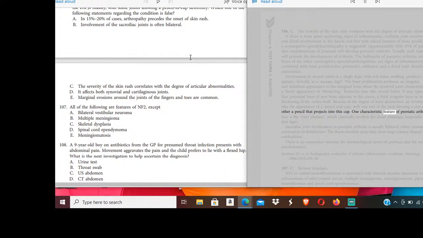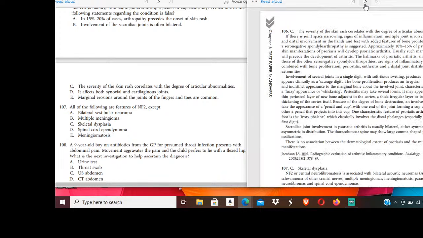One characteristic feature of psoriatic arthritis in the foot is the ivory phalanx, which classically involves the distal phalanges, especially in the first digit. Sacroiliac joint involvement in psoriatic arthritis is usually bilateral, either symmetric or asymmetric in distribution. The thoracolumbar spine may show large comma-shaped paravertebral ossifications. There is no association between the dermatological extent of psoriasis and the musculoskeletal manifestations.